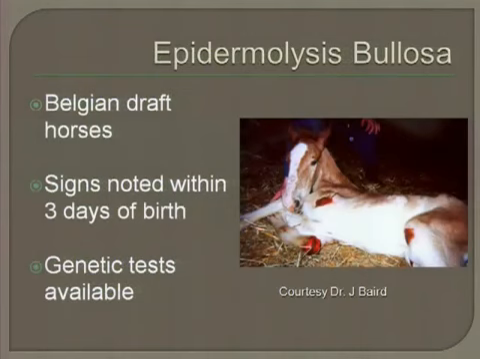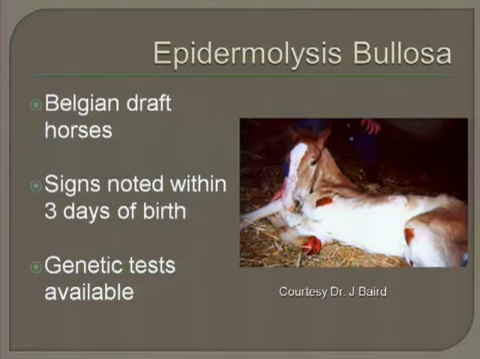In addition to those causes of mucocutaneous ulceration, there are various congenital conditions that lead to ulceration. Epidermolysis bullosa is an inherited defect. It basically causes cleft formation with even slight friction or trauma. This is a congenital problem. These horses are born with it, so you're going to see signs within just a few days of birth.